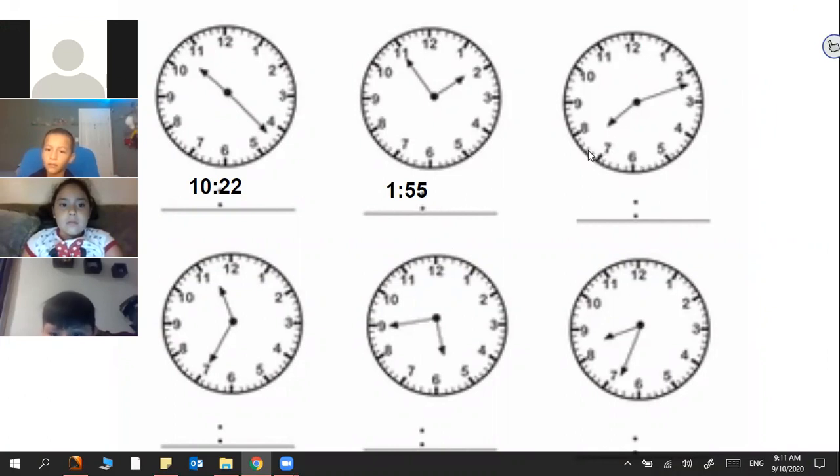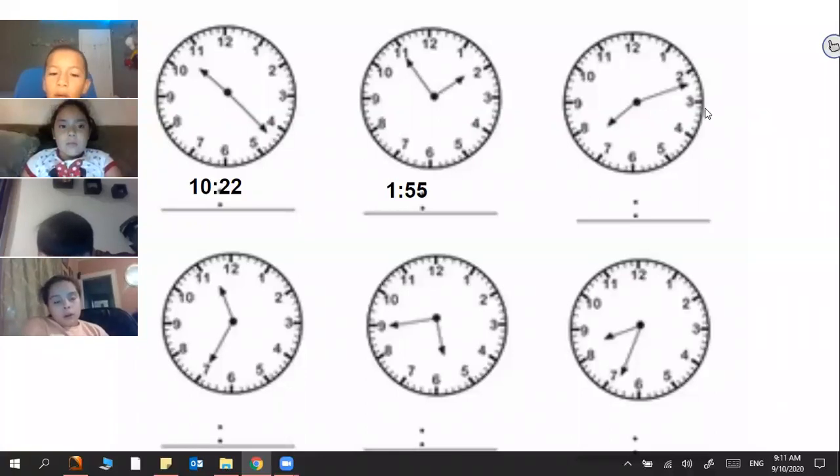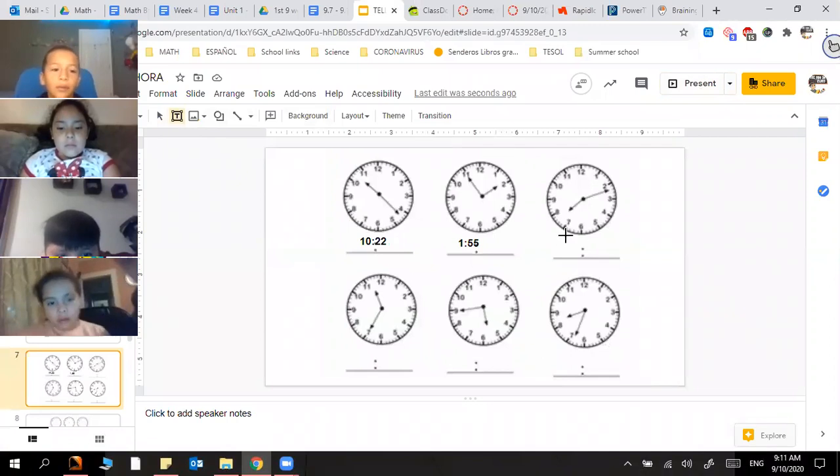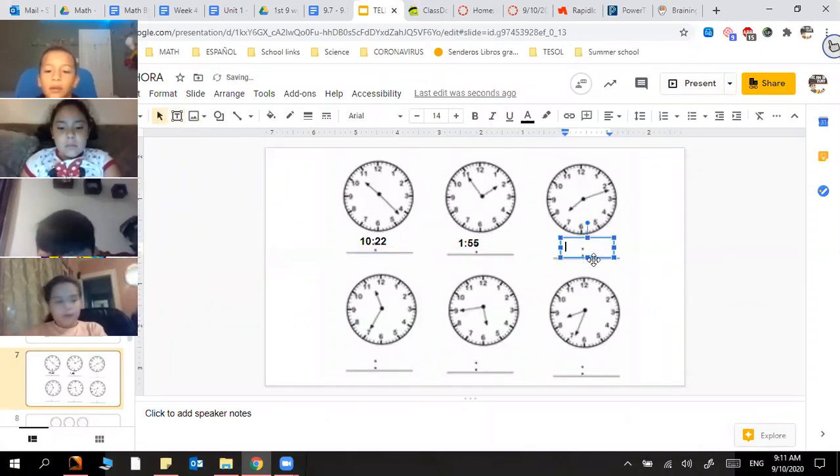7:17. It's 7 because it's 7, but 7 what? Look, it's between the 2 and the 3. And remember that is 5, 10, 15. So it's somewhere between 10 and 15. So it's 7 what? 7:22. 7 what? 7:12. Very good. Remember, you have to count. You have to count the numbers in between. There are 5 in between all of them.